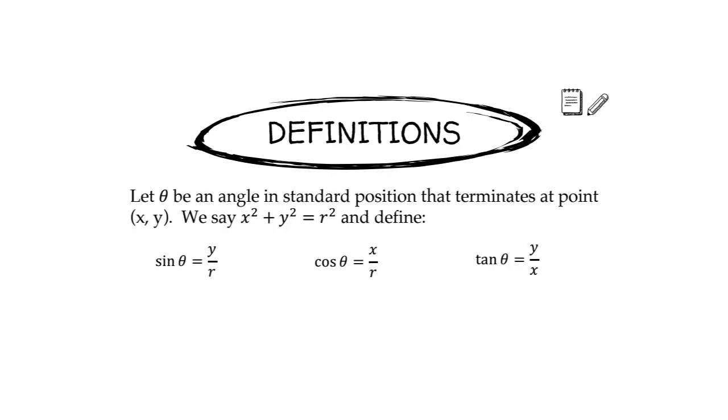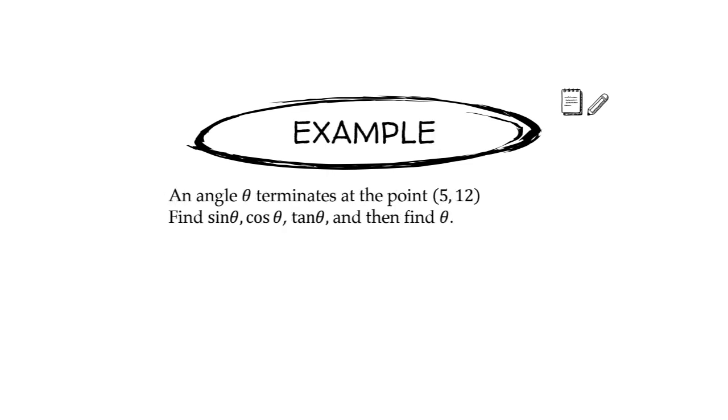So just to quickly expand upon that definition that we gave right at the very beginning, if theta is an angle in standard position that terminates at a point (x, y), independent of whether or not we know that that point is on the unit circle, we can write that x squared plus y squared is equal to r squared and define sine, cosine, and tangent, as you see right here.